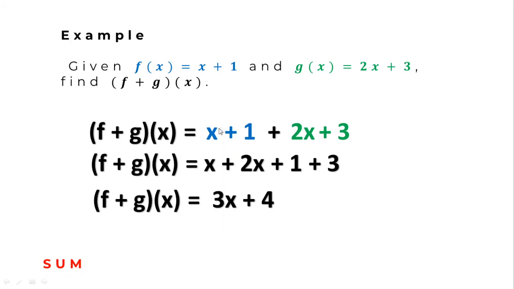Sa sum, isusulat lang natin given functions, tapos syempre ipag-add natin. And then we're going to combine like terms. So yung lahat ng may x, pagsasamahin natin. Tapos yung number lang, pagsasamahin natin. And then we're going to add x plus 2x is equal to 3x. And 1 plus 3 is equal to 4. So ito na yung sagot.